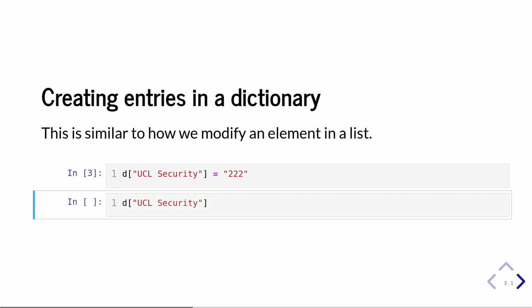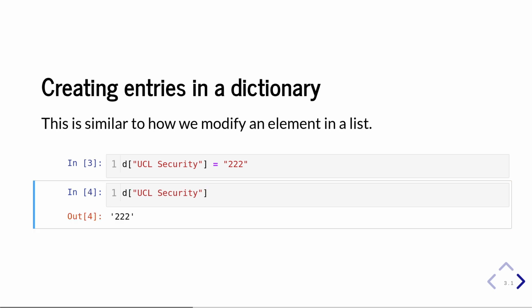If I want to retrieve the value for that key, the value that corresponds to the key, the string UCL Security, I do that just by saying d, then square brackets and my key, and then running this. You can see it will now give me the string 222, which I assigned as the value corresponding to that key.